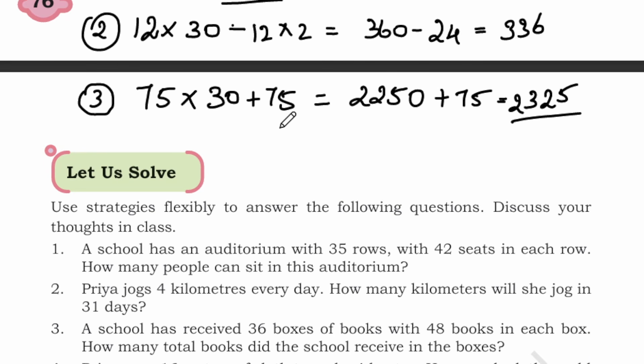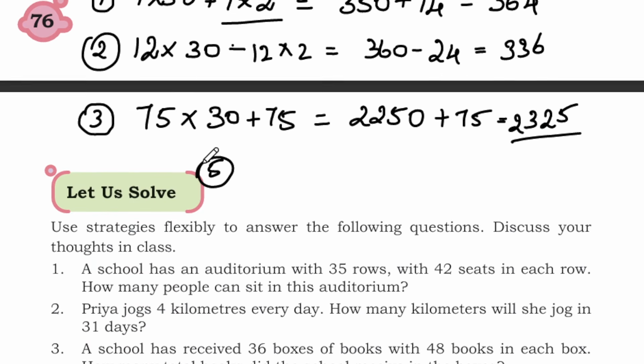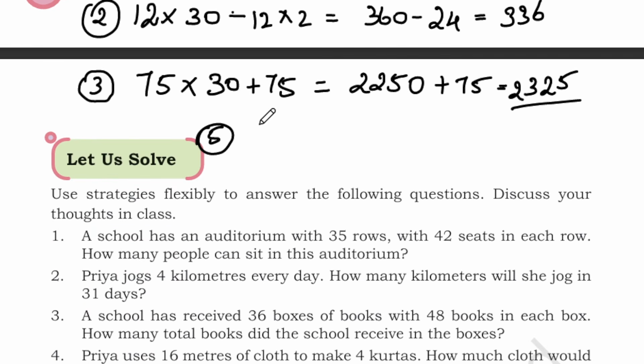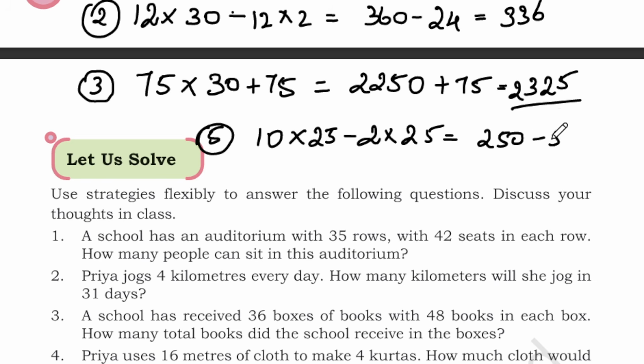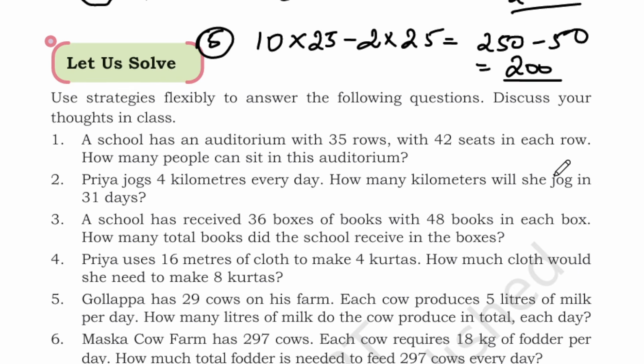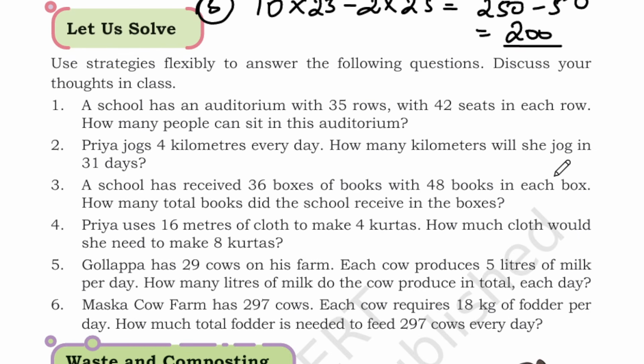I'll do one more also. Fifth sum I'll do. So 8 into 25. So 8 into 25, you can round the number 8 to 10. So 10 into 25 minus 2 into 25. Okay, so 10 into 25 is 250, minus 2 into 25 is 50. So 250 minus 50 is 200. Okay, very easy.